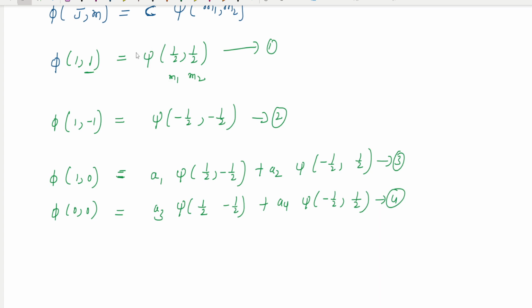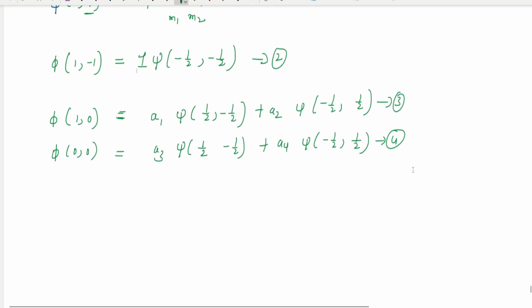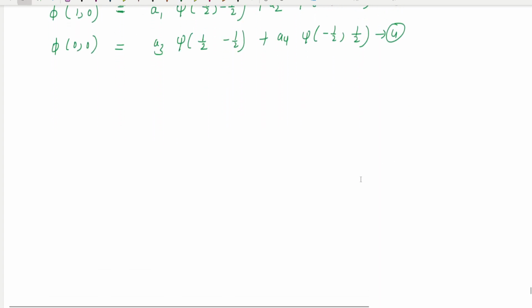And what is the coefficient here? 1. No need to calculate this. Here also the coefficient is 1. So now I'm going to find what a1, a2, a3 and a4 are, the CG coefficients, where a1 is equal to 1 divided by 2, a2 is equal to 1 divided by 2. So for that, first I'm going to apply the J minus operator on this corresponding quantum state, 1 comma 1 state.